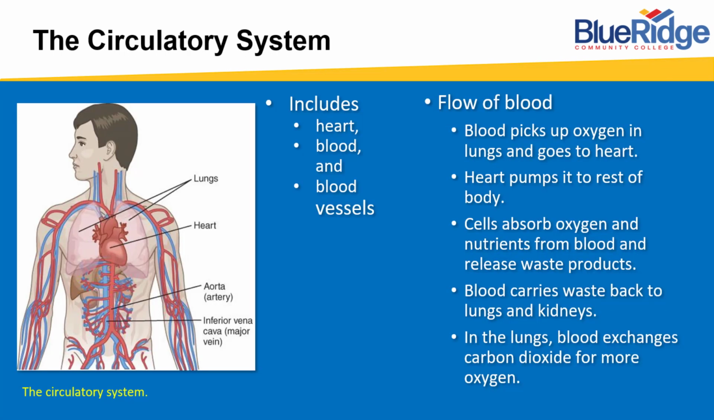Moving on to the circulatory system, it includes the heart, blood vessels and the blood within those vessels. Blood picks up oxygen in the lungs and goes to the heart. The heart pumps it to the rest of the body, and then cells absorb the oxygen and the nutrients that the blood brings to them, and they release the waste products back into the blood, which in turn carries that to the kidneys and the lungs for expulsion from the body. In the lungs, blood exchanges carbon dioxide for more oxygen.